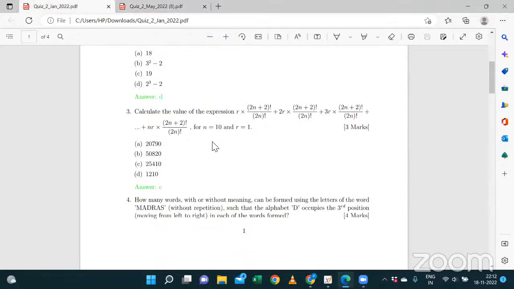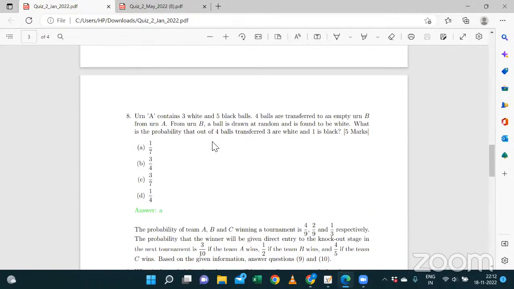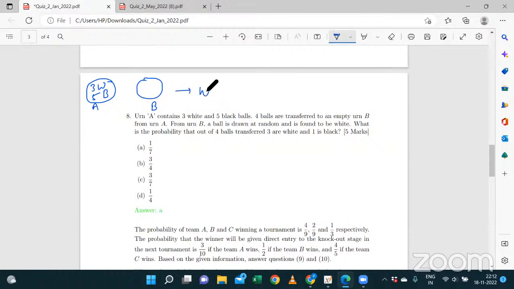Yes, sir. Okay, which question are you talking about? This one. So it's saying there is urn A which contains 3 white and 5 black balls. And 4 balls are transferred to an empty urn B from urn A. From urn B, a ball is drawn at random and is found to be white. What is the probability that out of 4 balls transferred, 3 are white and 1 is black?